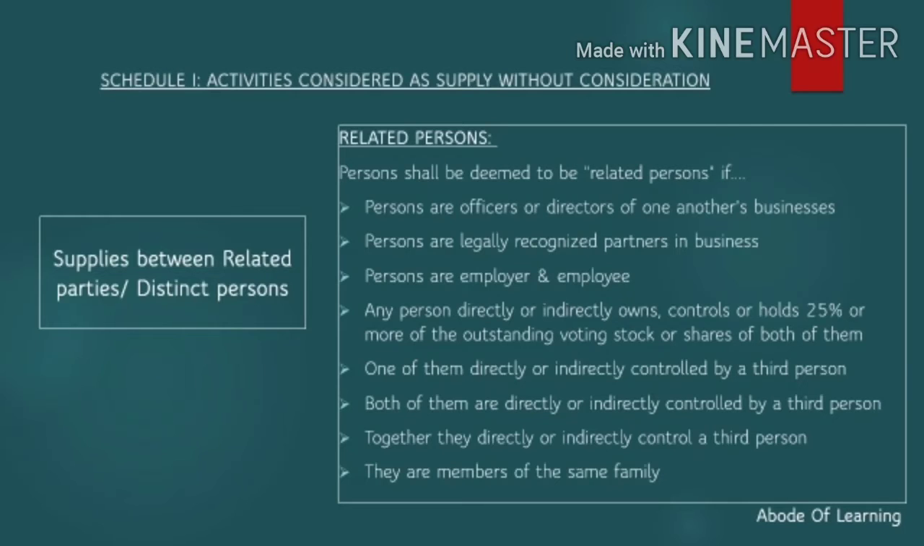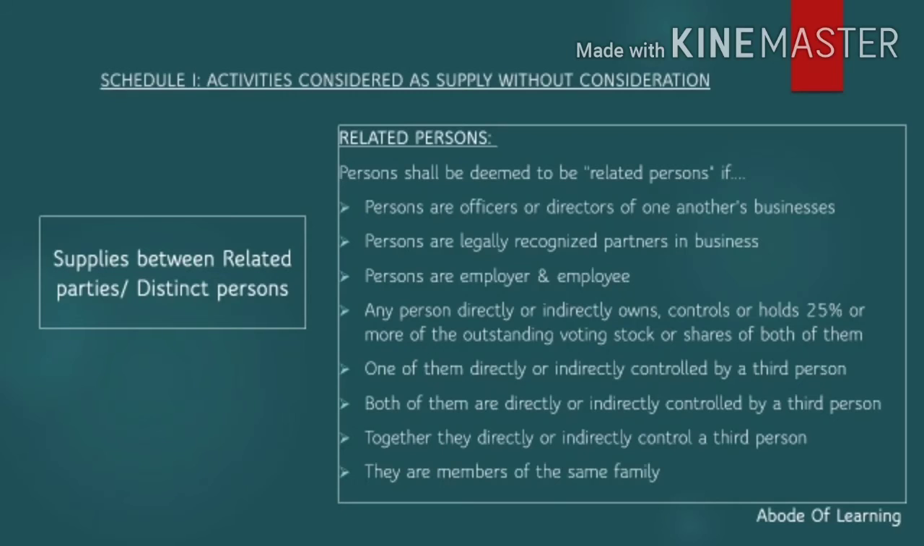Any other person, any third person who directly or indirectly owns or controls or holds 25% or more of the outstanding voting stock or shares of both of them. Means a third person holding the control or owning 25% or more of the shares of these two people. One of them is directly or indirectly controlled by a third person. Both of them are directly or indirectly controlled by a third person. Together they directly or indirectly control a third person. They are members of the same family.